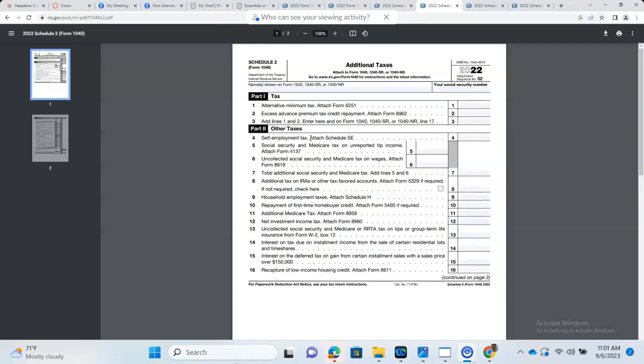The next thing is 2.9% for Medicare. So Social Security, 12.4%, plus 2.9% for Medicare. Add them up, that's 15.3%. So if you have $100,000 net income from your self-employment business, you have to pay 15.3% for Social Security and Medicare combined, right? So that's where self-employment tax goes. Attach Schedule SE for self-employment, and 15.3% of your income goes there.